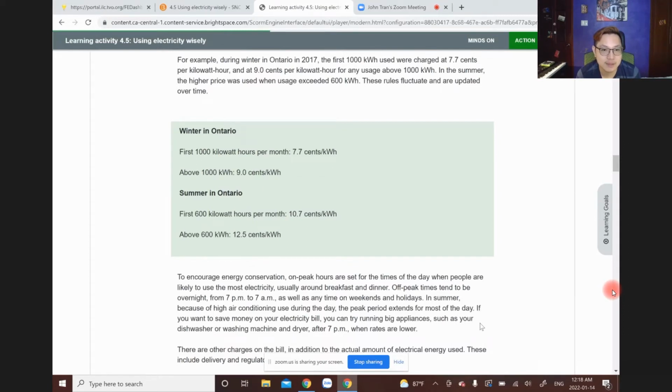But you know why in summer the price is much more expensive than in winter? Like 7.7 to 10.7 and then 9 to 12.5. So a lot. It's like increased by 30% or something, or even more, like 40%. You know why? Think about it. Can they make electricity easier in the summer compared to winter?